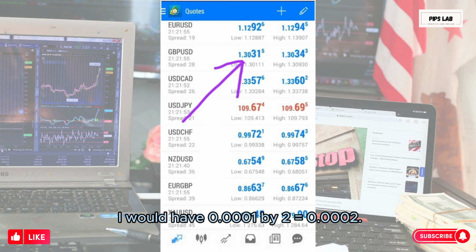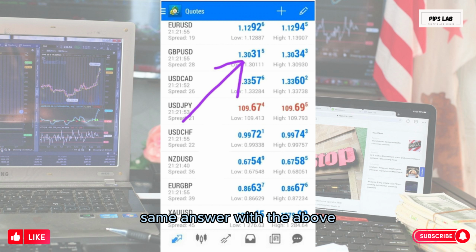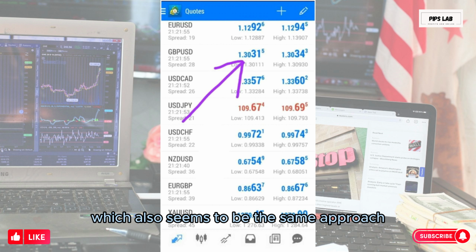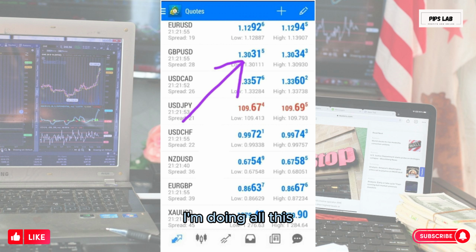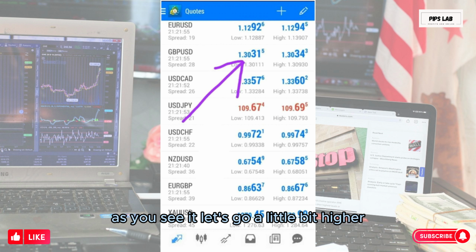I would have 0.0001 by 2, which is 0.0002. I would now add this 0.0002 to the original value of 1.3031. We would now have 1.3031 plus 0.0002, or 1.3033. Same answer as above, which also seems to be the same approach. I'm doing all this because some of the currency pairs are not as simple as you see it.